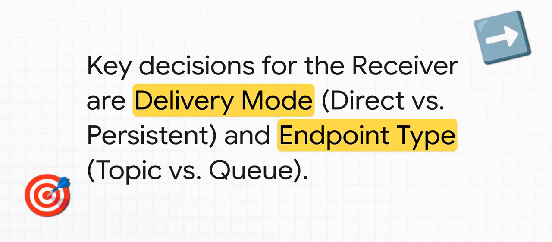And what about for the receiver? Well, its processing decisions are pretty much the mirror image of what we just talked about. You've got your delivery mode. Is it direct for fast, fire and forget messages? Or is it persistent? That's the guaranteed option for critical data that absolutely must arrive. And then you've got your endpoint type. Are you shouting your message from the rooftops on a topic? Or are you slipping it under the door of a specific queue?